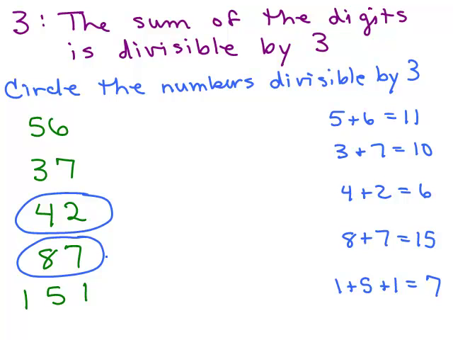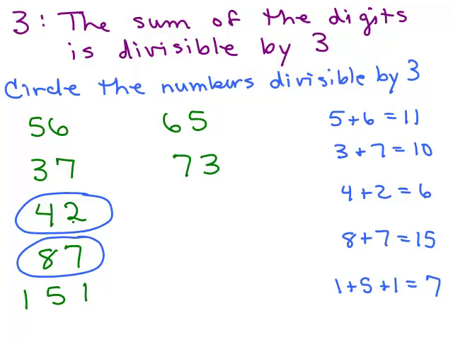Now, there's something really interesting here. It doesn't matter the order of the digits. If I switch the order of these digits, the answer would be the same. For instance, if the number was 65, 3 doesn't go into 65 either, because 6 and 5 add up to 11, and 3 doesn't go into 11. Or 73. It's not going to go into 73 because, again, the digits add up to 10.